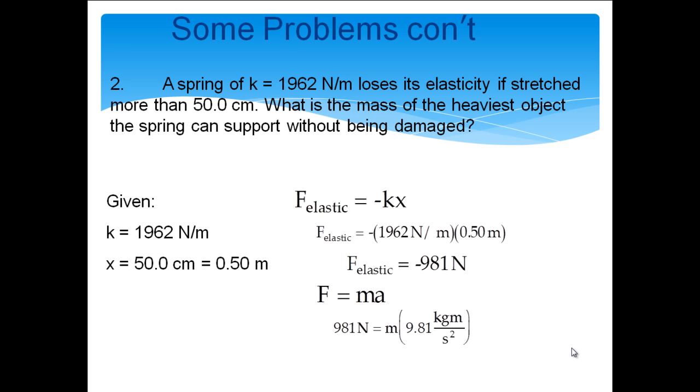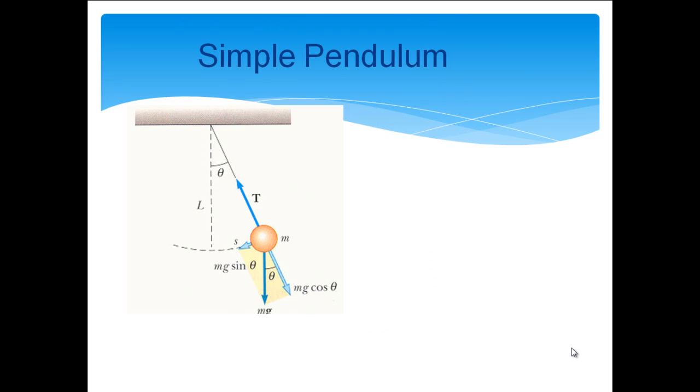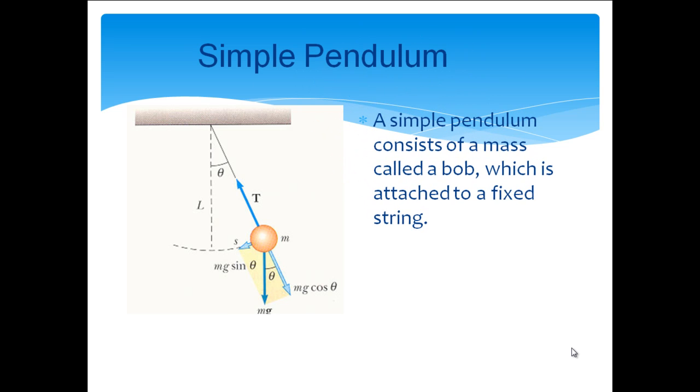Now, using Newton's second law and plugging the stuff in that we know, you get a mass of 100 kilograms. It doesn't always have to be a spring for simple harmonic motion. Sometimes it could be a pendulum. Don't worry about all these cosines and sine stuff. We're not going to deal too much with those.